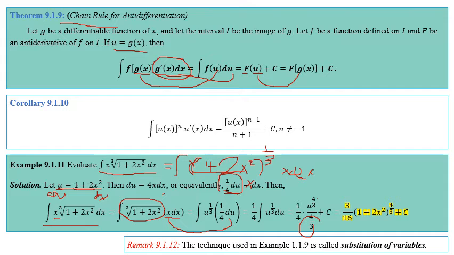And then, class, in the final answer, bring back the original function. Since we let u equal 1 plus 2x squared, we substitute 1 plus 2x squared back, with the exponent 4 over 3, plus C.